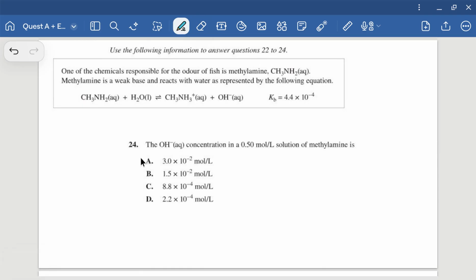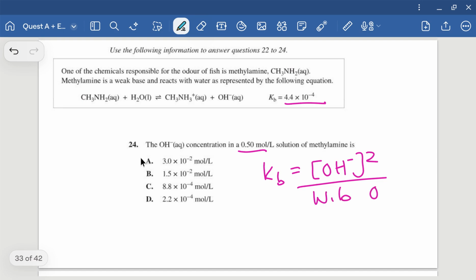Question 24, similar to a question we've already done. You're using the Kb formula. So if you have the Kb formula, you have Kb there, you have the concentration of the base, and you want the concentration of the OH ion, so you can ignore the OH that would have been in the denominator, and plug in your values, isolate the OH negative, make sure you're squaring to get the answer, which in this case is B.